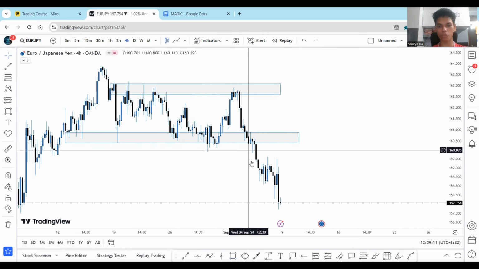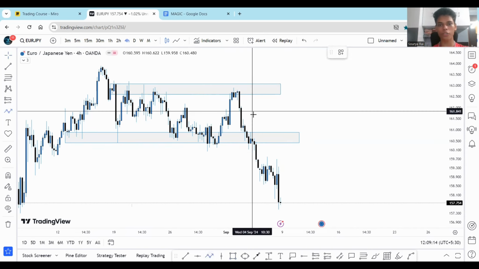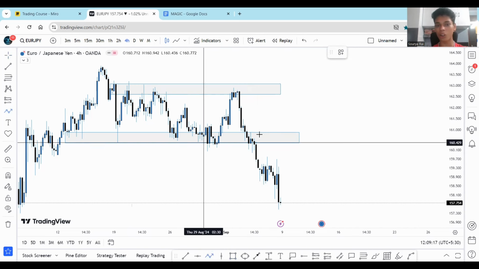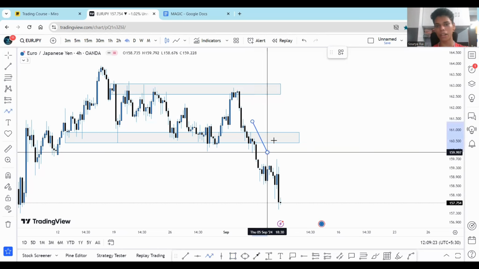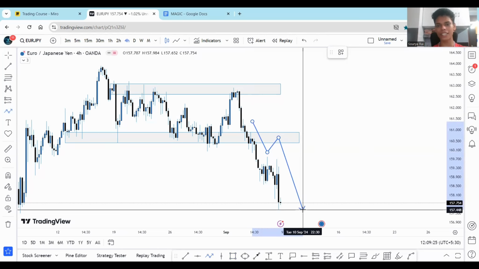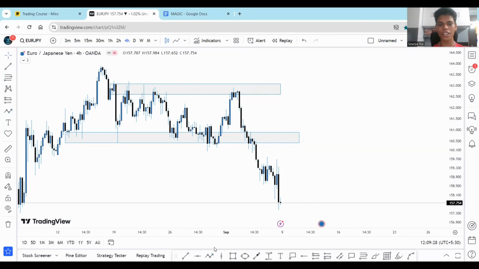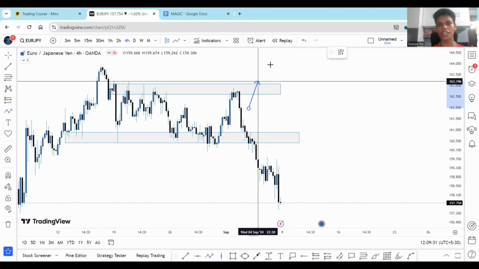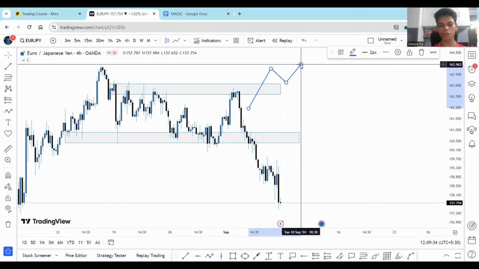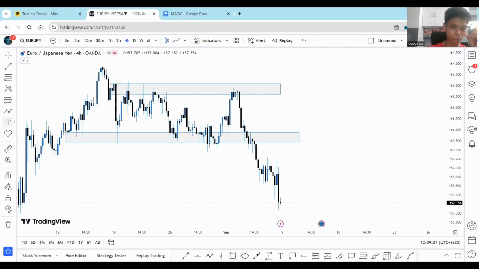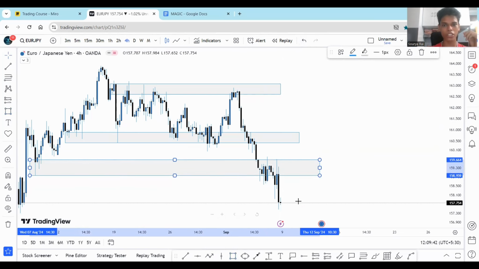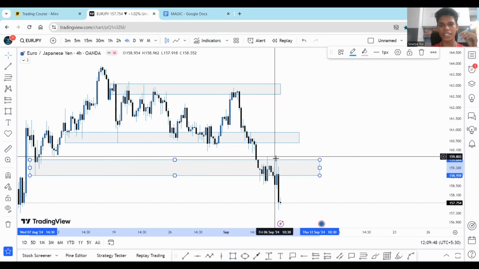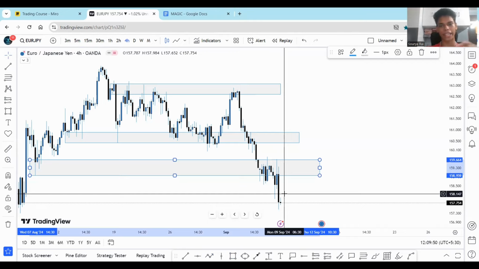Now, once support gets broken, it gets converted into resistance. So for example, this over here was support as long as price was above this level. But once price breaks it, this level becomes a resistance for price, which sends it towards the downside. Similarly, for the resistance, if the resistance gets broken, it gets converted into support. Now, once price broke this support, our next support zone could be this level over here. And as you can see, again, price was struggling to break this level, but once it broke this level, it acted as a resistance and price rejected this level to go back down.